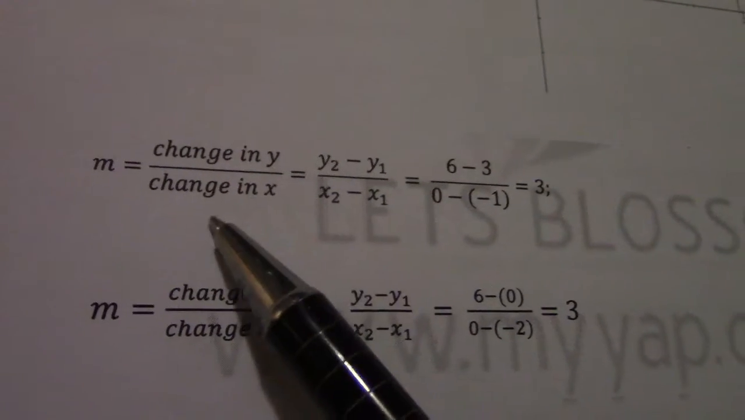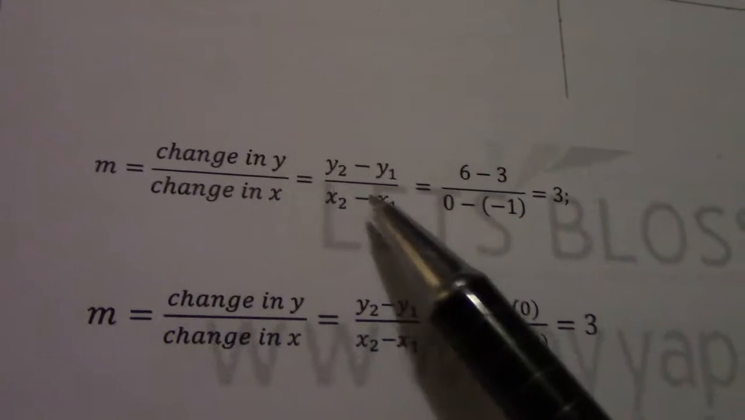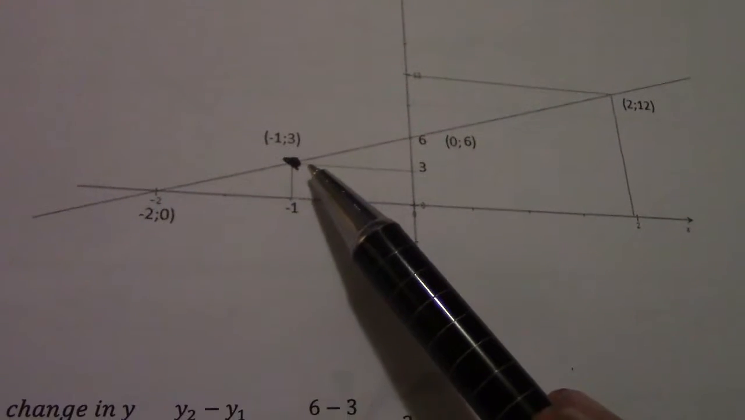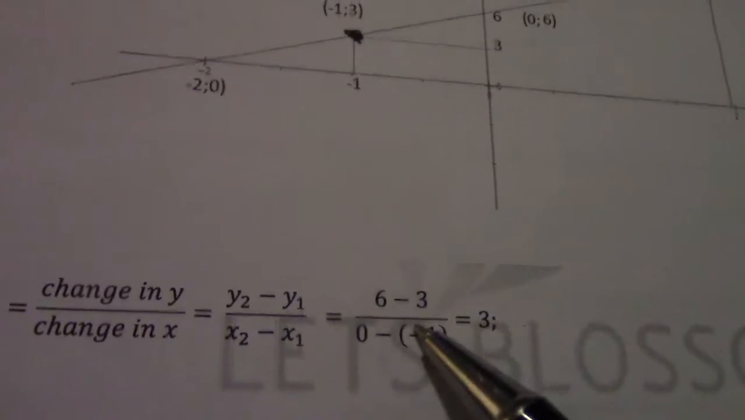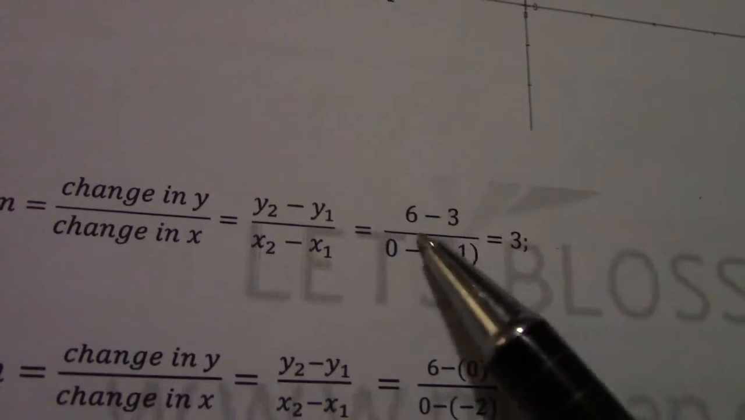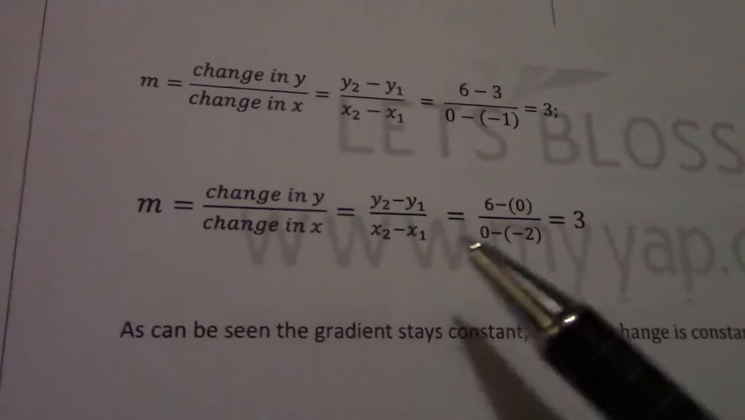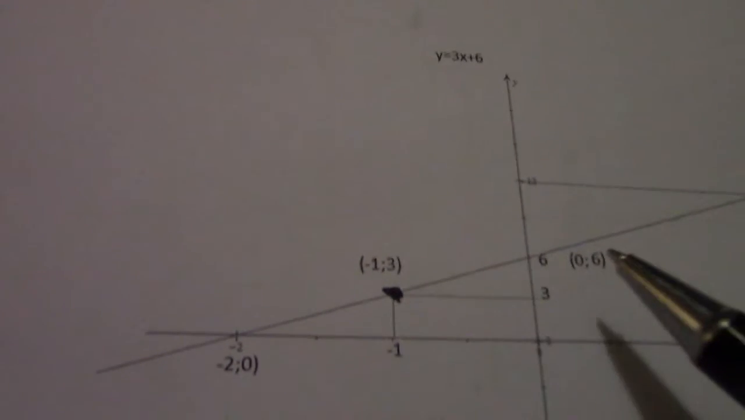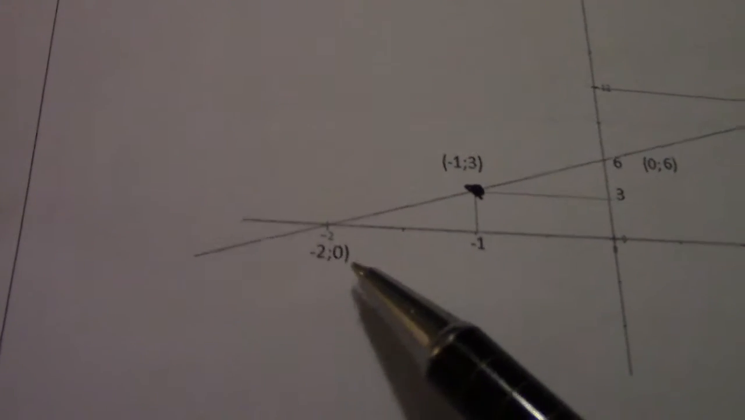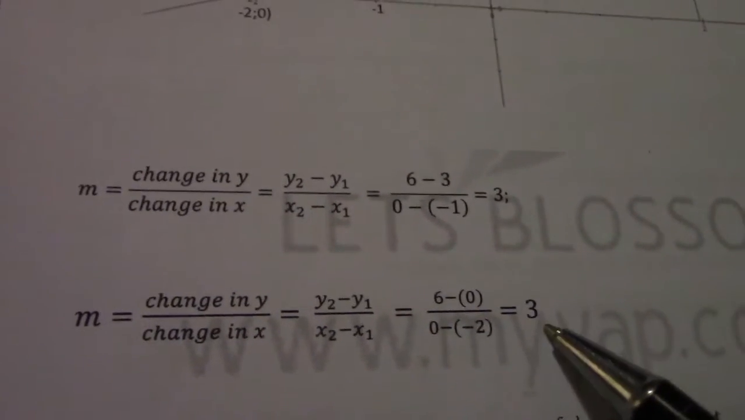Right? Now, to calculate the gradient, by now you should know it's change in y over change in x, y2 minus y1 over x2 minus x1. So there I'm looking at 0 and 6 and minus 1 and 3. That's 6 minus 3, over 0 minus minus 1. 6 minus 3 is 3. 3 divided by positive 1 gives me 3. Same when I calculate the gradient at 0 and 6 and minus 2 and 0. If I substitute in there, I get 3 as well.